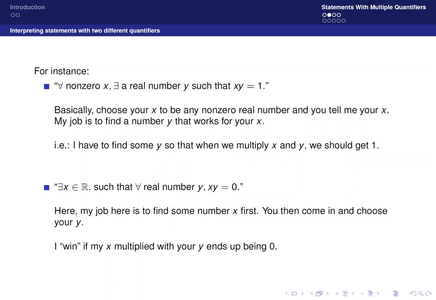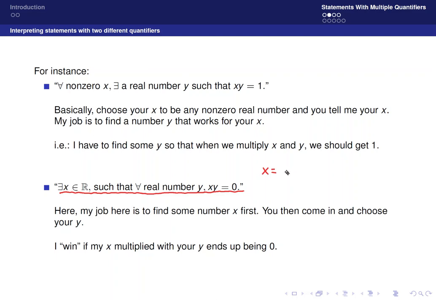Now, what about the other kind of existential? For example, this one right here. There exists an x in the real numbers such that for any real number y, x times y is going to be equal to 0. What is the challenge here? The challenge here is for me to find the x so that no matter what you hand to me, my x multiplied with your y will at the end be equal to 0. So in this case, my job is to find the x first.